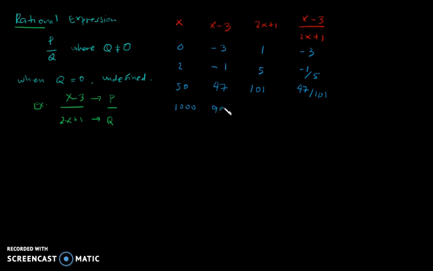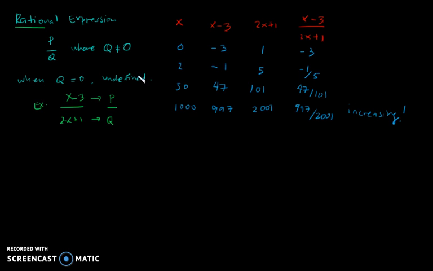How about 1000? Here I have 997, and then 2000 plus 1 is 2001, so 997 divided by 2001. If we get the decimal representation, you will notice that as x gets larger, the value of x minus 3 over 2x plus 1 is increasing. If I have a value for x of 1 million, the answer would be approaching infinity.